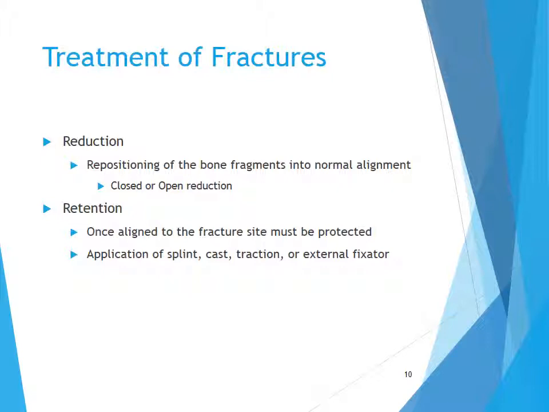Now, this is what treatment may include. After the closed reduction or open reduction, once the bone is aligned using those two methods, the fracture site now needs to be protected so that it can fully heal. So they would use a splint, cast, external fixation, or traction to immobilize the area so that healing can fully occur.